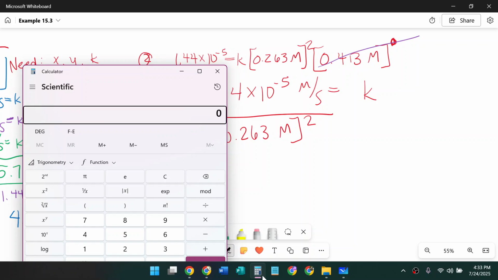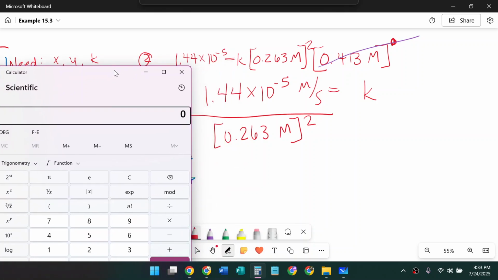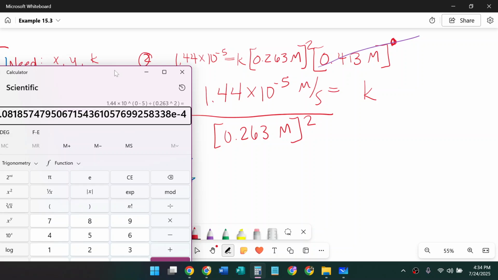All right, so 1.44 times 10 to the negative 5. It might have been easier just to turn into a decimal. Divided by, and I'm going to put this in parentheses so I can square it on my little cheap calculator here. All right. Well, that's a mess.